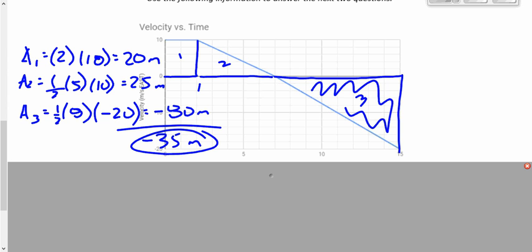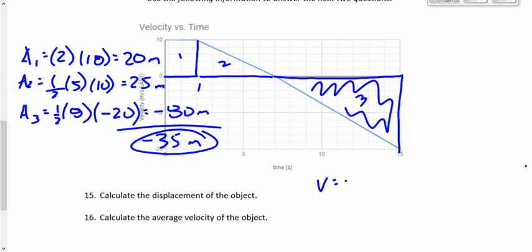And finally, we want to find the average velocity here. Let's say it's displacement divided by the time, right, Jacob? Displacement divided by the time. Displacement is negative 35 meters divided by the time of, what is it, 15 seconds? Is that 2.33? Negative 2.33?